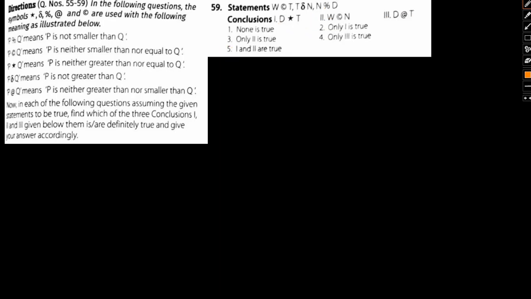So let's try and write the same, the statement W C. So W C T, so C represented greater than T, T omega N, so omega initially represented less than equal to N, and percentage basically represented equal to D. Okay, this is a statement. Let's look at the conclusion, D star T, so star represented D less than T. So can we conclude? No, we cannot conclude T is greater than D. We cannot conclude that. From here we cannot actually go there. Option 1 is wrong.